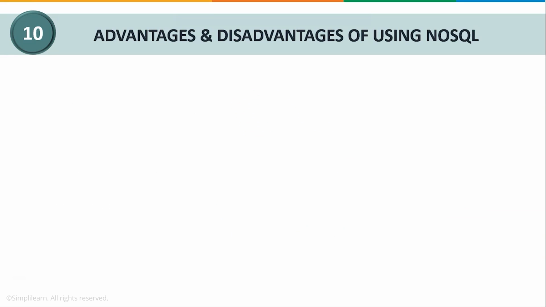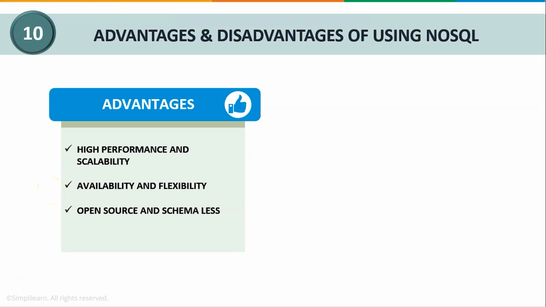Let us now discuss some advantages and disadvantages of using NoSQL. Firstly, let us discuss the advantages. NoSQL provides high performance and scalability, and it also has a lot of availability and flexibility. It is open source and it is schema-less as well. That is, you can directly download NoSQL databases from the internet, unlike some commercial databases.